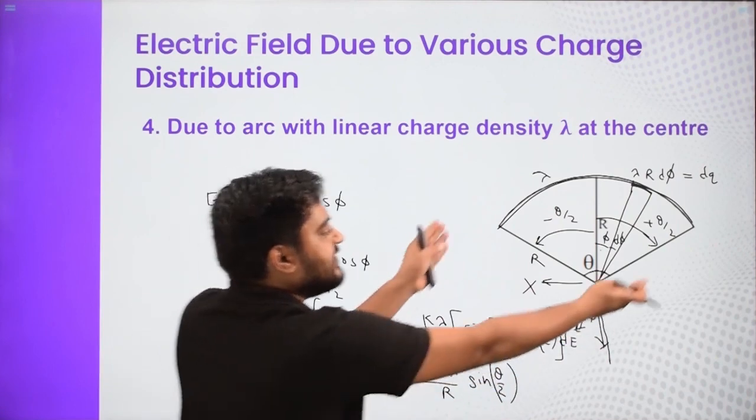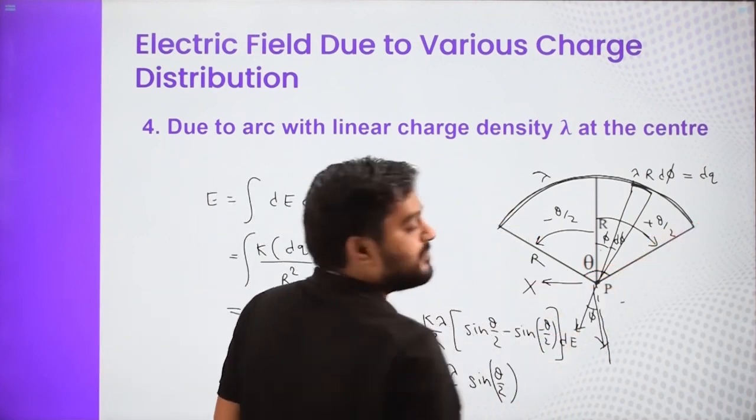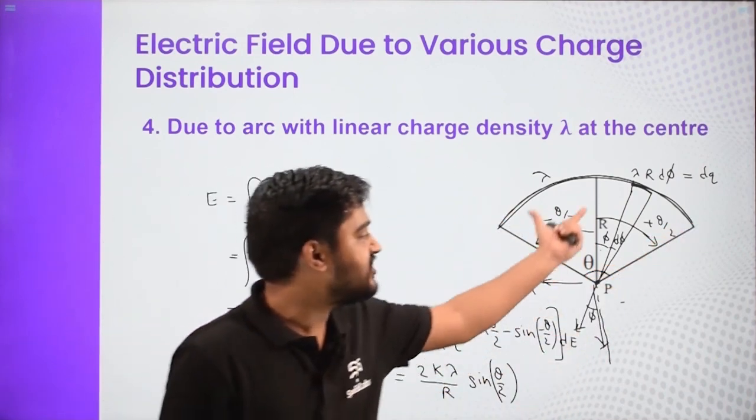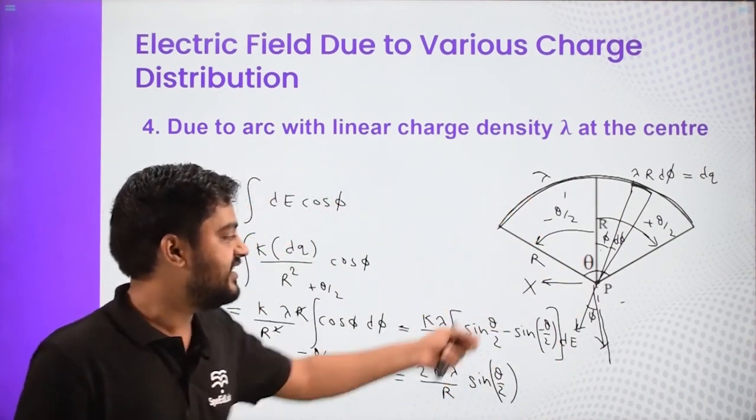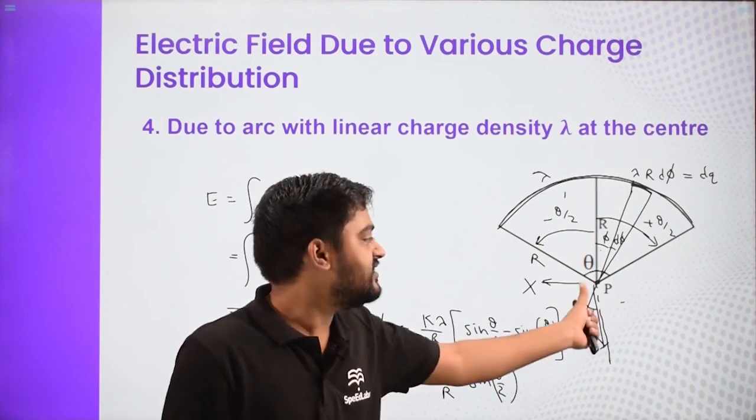What is theta? Theta is the angle subtended at the point by the arc. And what about the direction? The direction is basically along the angle bisector. If it is positively charged, then it is away. If it is negatively charged, then it is towards the arc.